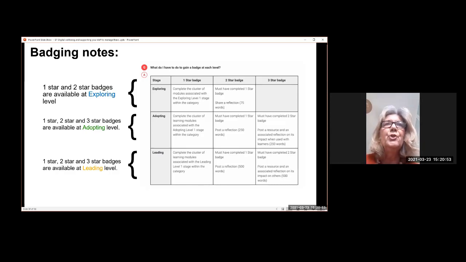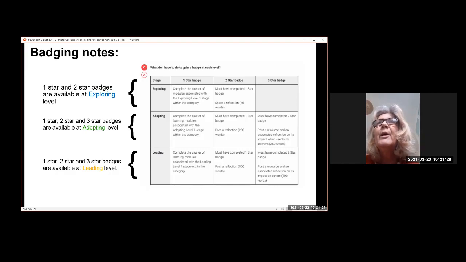At adopting stage, you're ready to start adopting the new practices with your learners. And then at the highest level, at a leading level, this recognises that you have a high level of knowledge about the module category, and you can start to guide and support peers. So you may well be in a middle leader or a senior leader role if you're thinking about undertaking a leading badge. So you can gain badges at 3 levels, and you can earn a 1-star badge.